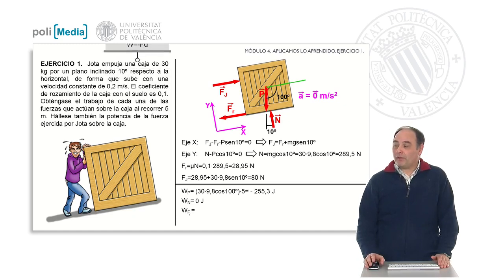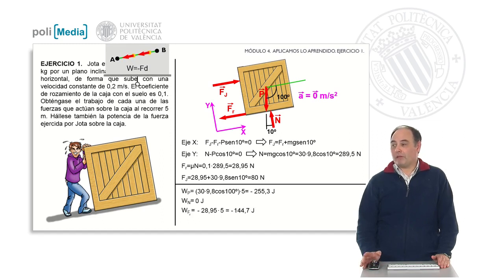With respect to the frictional force, the case is the one we are considering here. We have a rectilinear displacement and a constant force. We know it is worth 2895, and it also has opposite direction to the motion, so the corresponding formula is minus F times d. Therefore, that product gives us minus 144.7 joules. Thus, as expected, the work of friction is negative, as corresponds to the fact that it hinders motion.